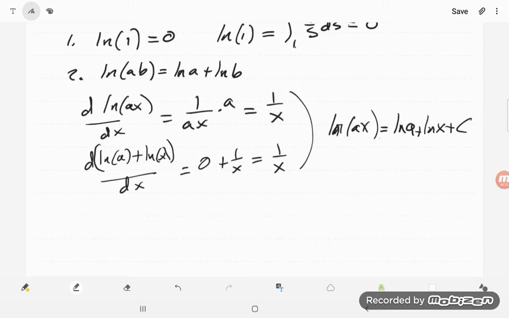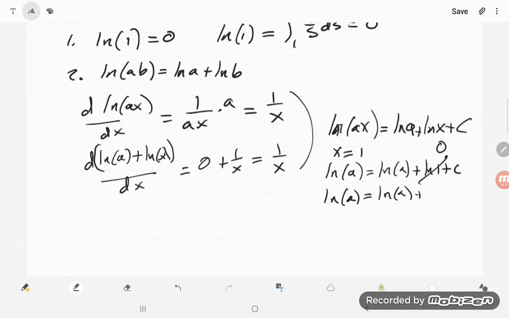Okay, now we could find that constant just by choosing some values of x. Well, if we let x equal 1, then natural log of a has to be the natural log of a plus the natural log of 1 plus c. But the natural log of 1 is 0, and so we get that the natural log of a equals the natural log of a plus c. Well, then c has to be 0. So these are indeed the same thing.